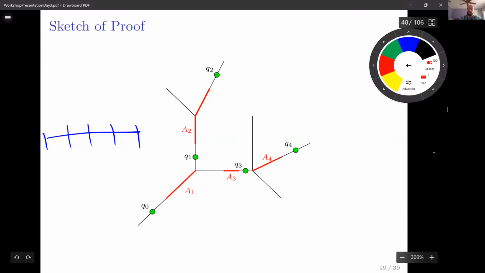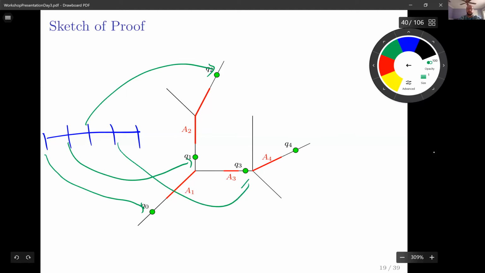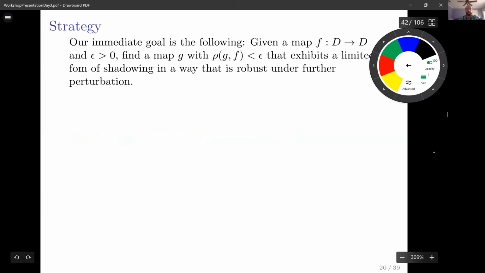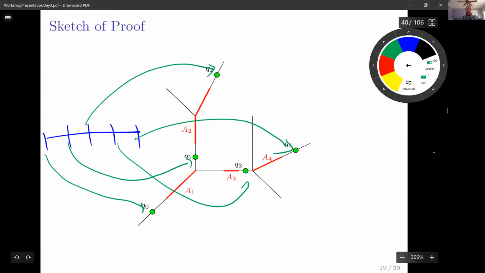And then I'm going to define my map so that this point goes to there, this point goes there, that point goes there, this point goes here, and that point goes there. Okay. In such a way that it covers, like this. So the green now indicates the image of f of I.